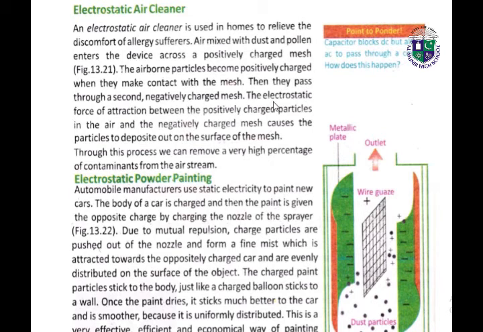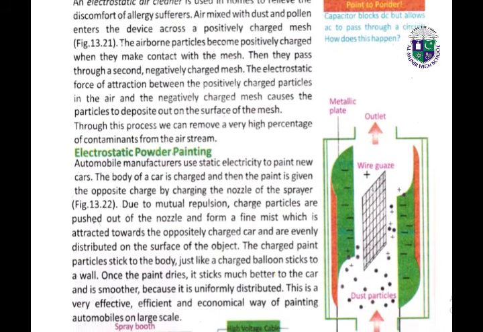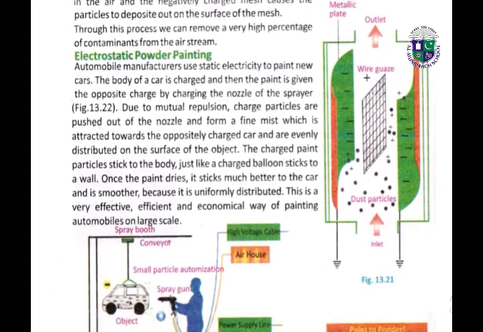The electrostatic force of attraction between the positively charged particles in the air and the negatively charged mesh causes the particles to deposit on the surface of the mesh. Through this process we can remove a very high percentage of contaminants from the air stream. So it is used to clean the air and it is called an electrostatic air cleaner. Here we have the picture of this.